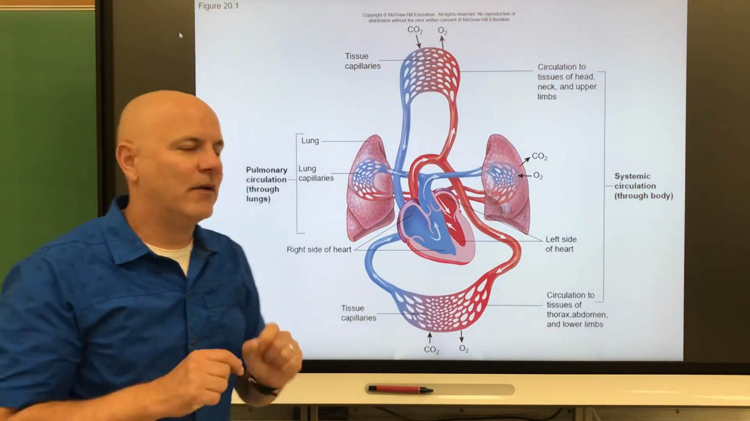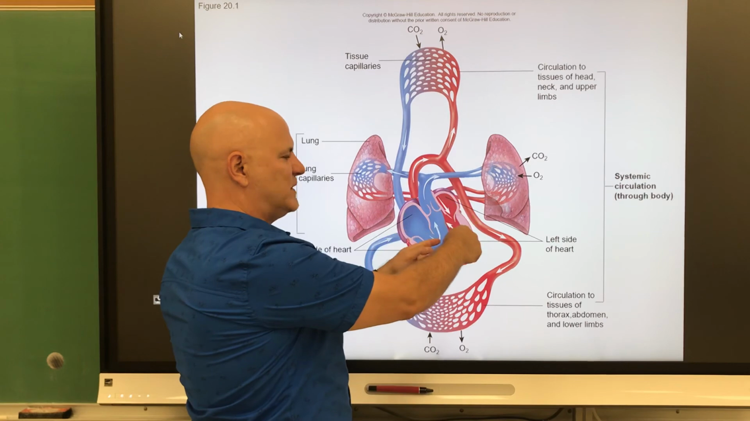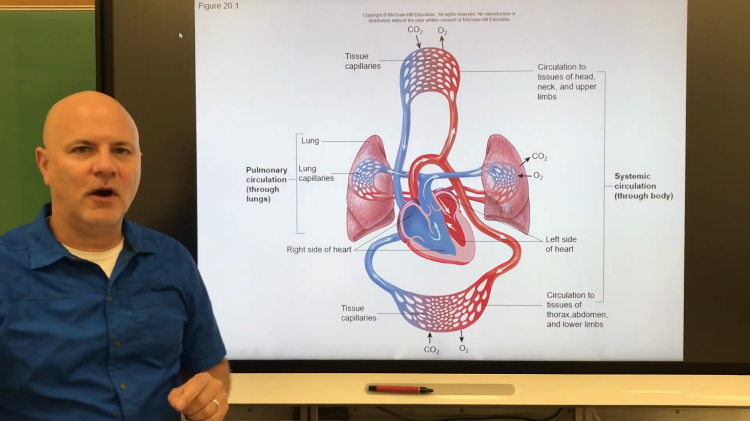Now, once again, remember, blood goes into the right atrium and left atrium at the same time, gets pushed down into the ventricles at the same time, and gets pushed up and out of the heart at the same time.